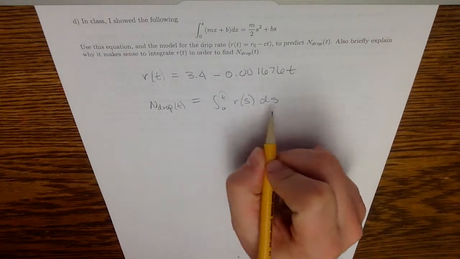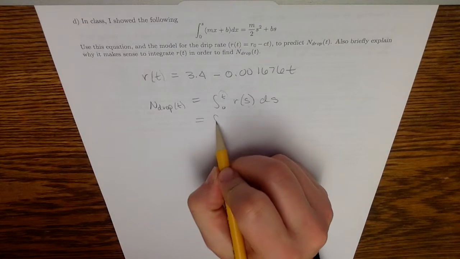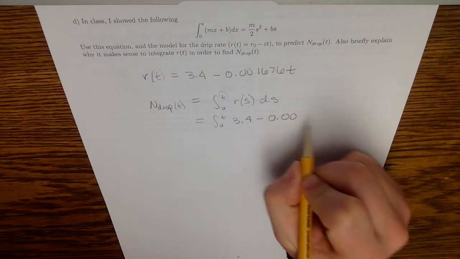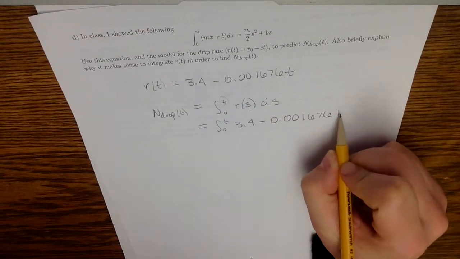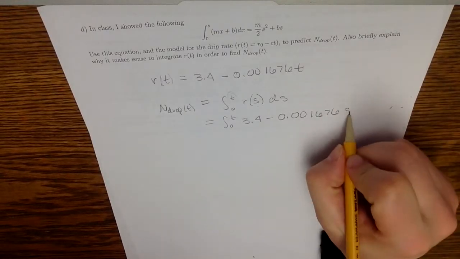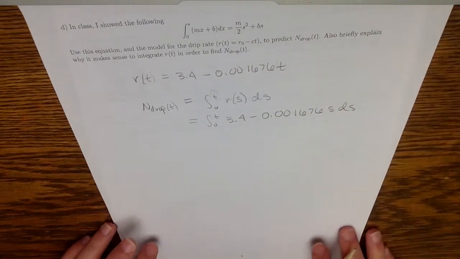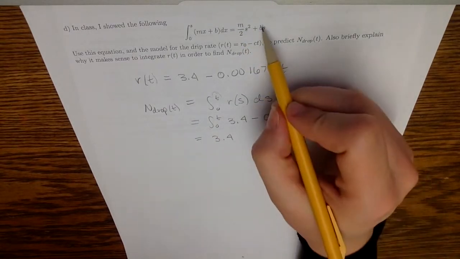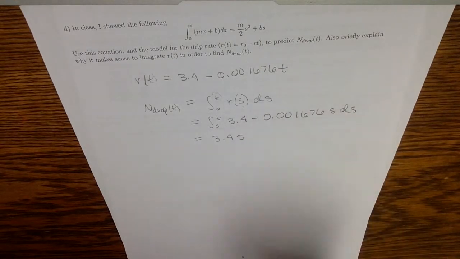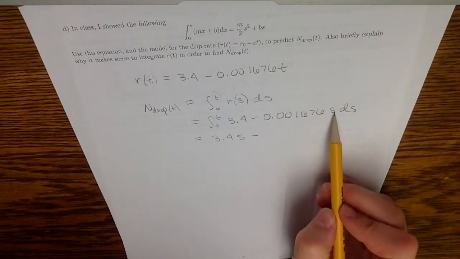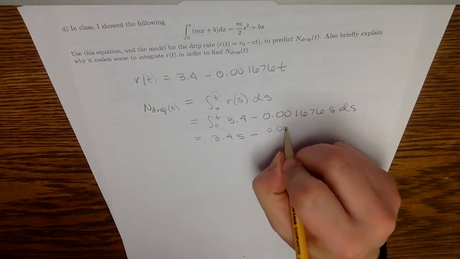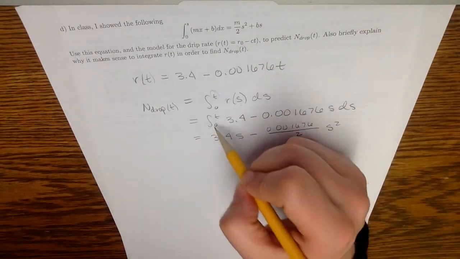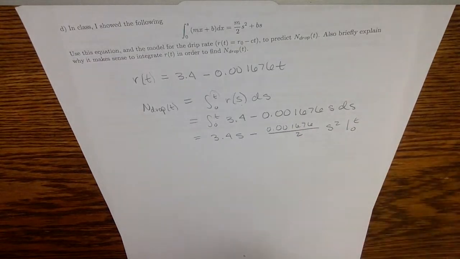Okay, so I have what r of s is, so I'm just going to insert that. It's the integral from 0 to t of 3.4 minus 0.001676, oops, sorry, I'm going to put in s here, ds. Now integrating that using this rule, I get 3.4, that's b, times s, minus, now this is my m over 2, 0.001676 over 2 times s squared. And then, of course, I evaluate that at 0 and t.